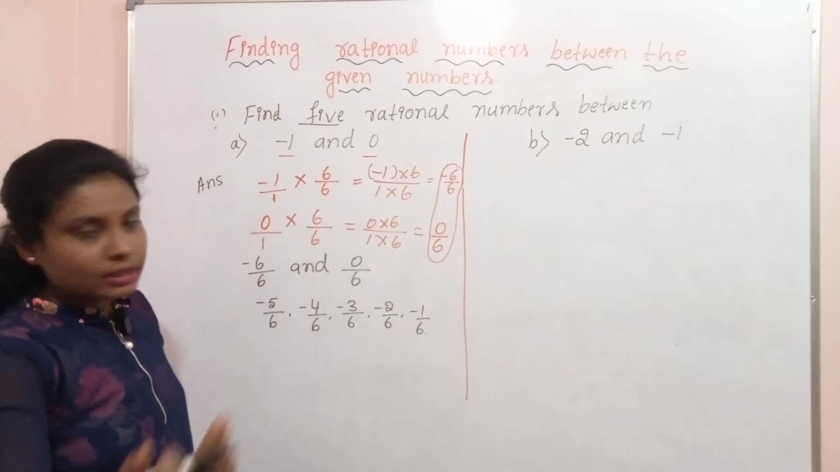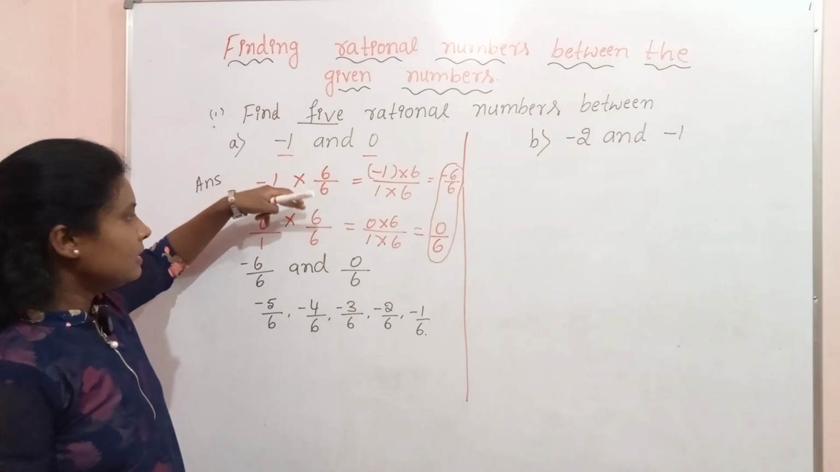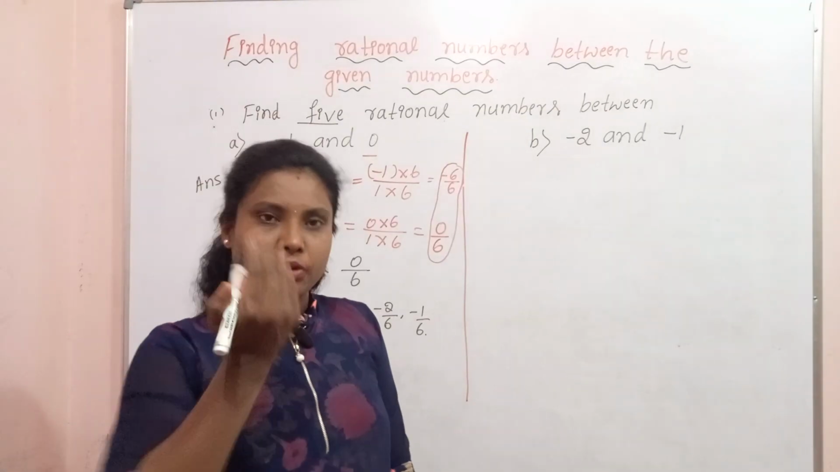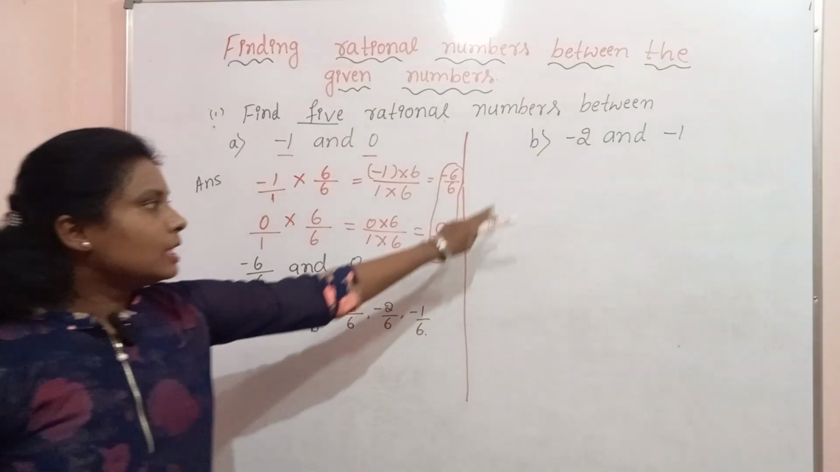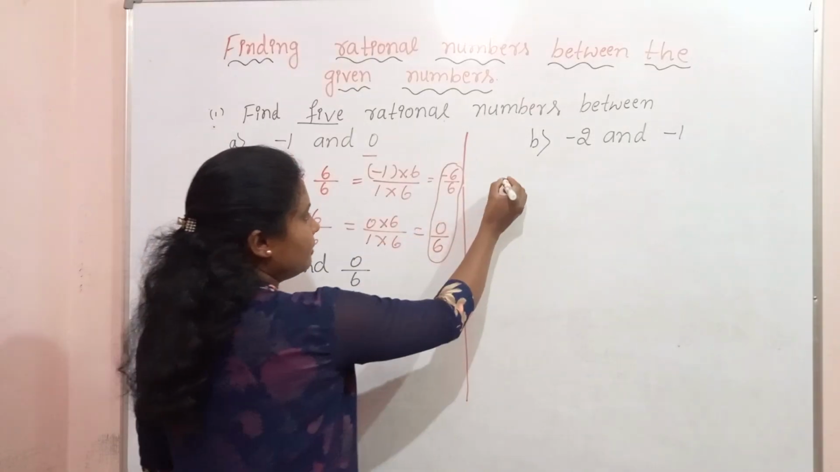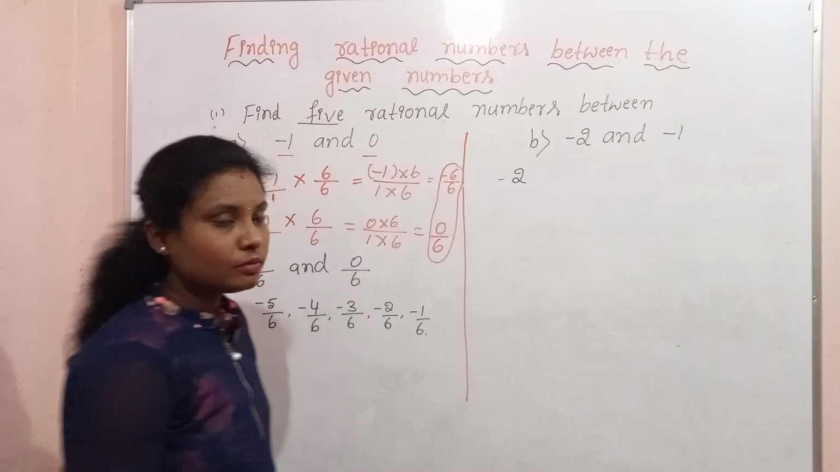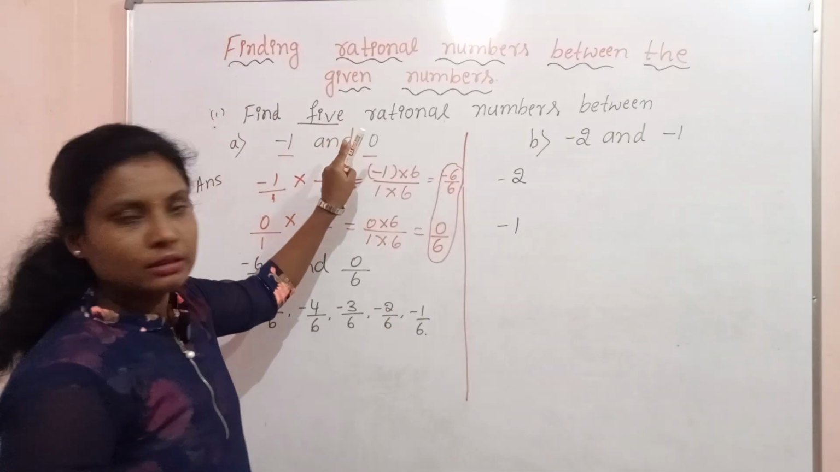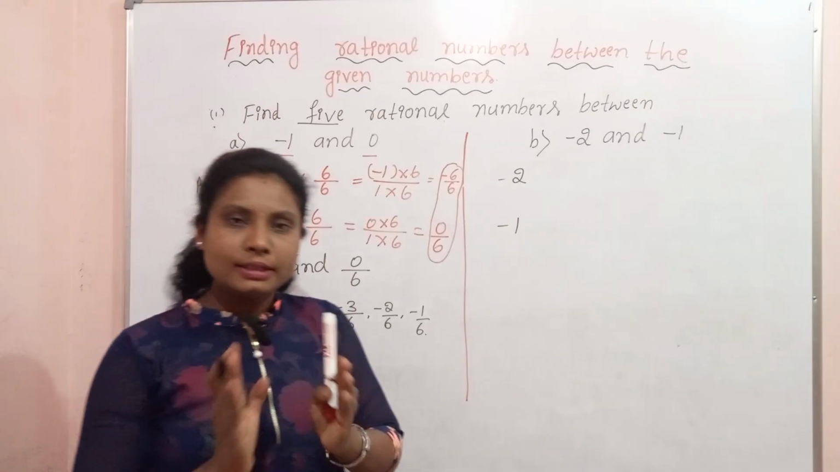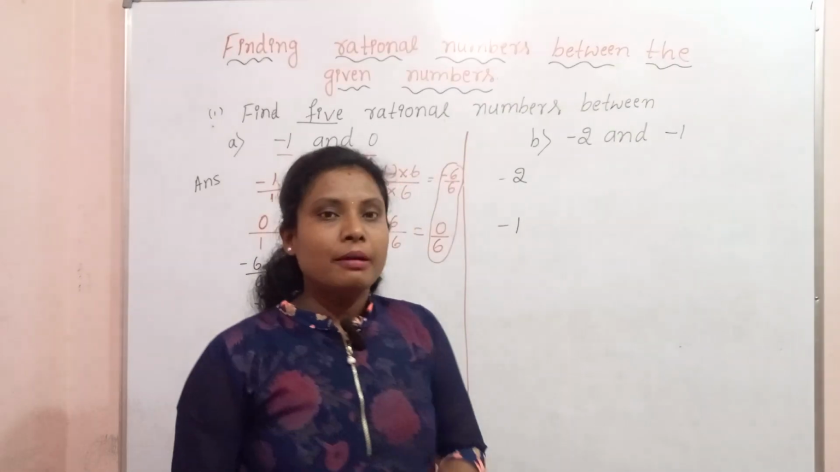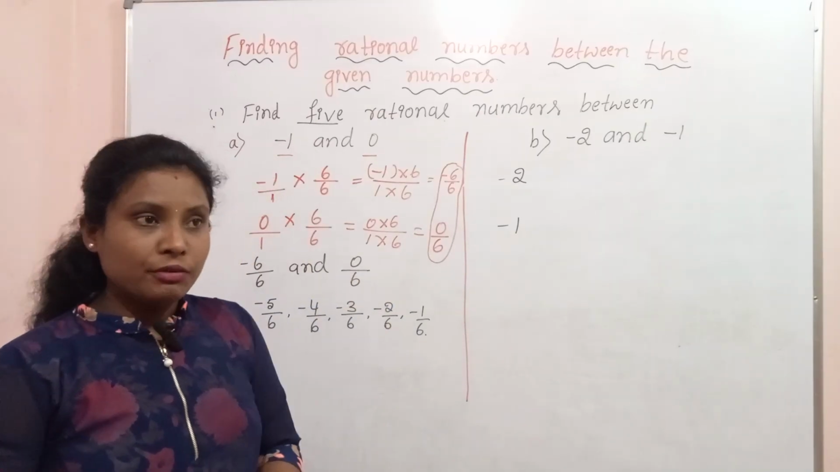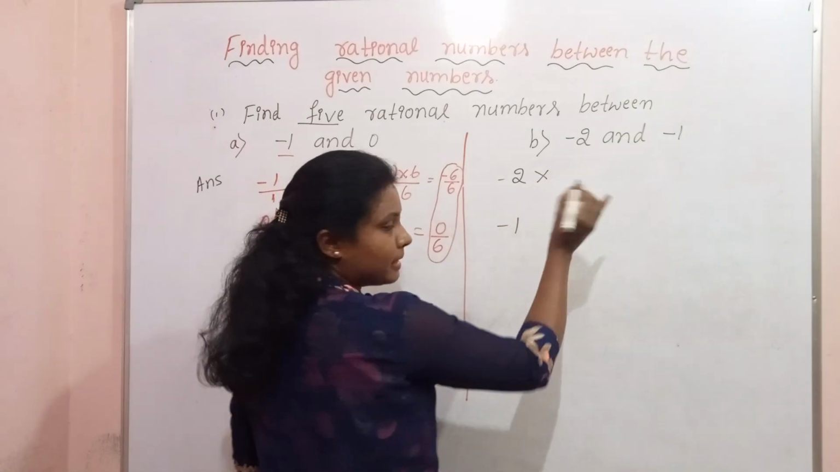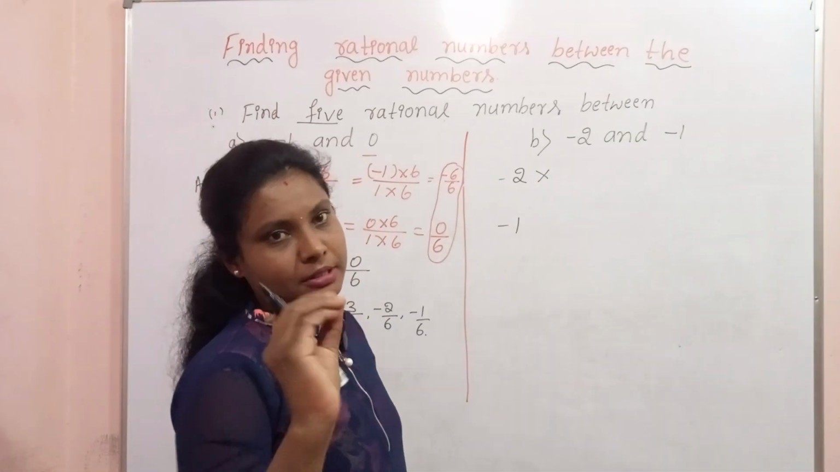If you want more than 5, you will take 7 here, 7 by 7, and we will get more than 5 numbers. So here also same thing. They given -2 and -1. If you want more than 5, you can multiply with 6. At that time you will get a maximum of 5 numbers. So if you want more than 5, you can multiply with 6 by 6, and exactly 5 numbers you will get.